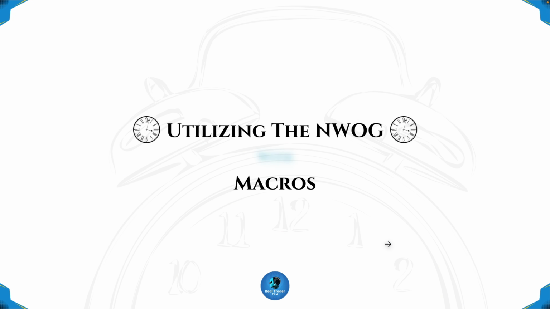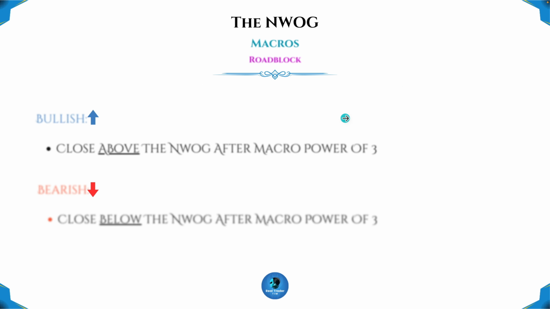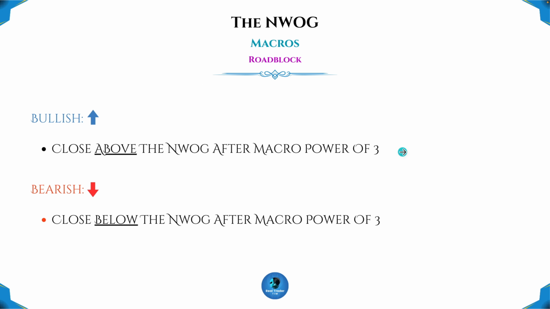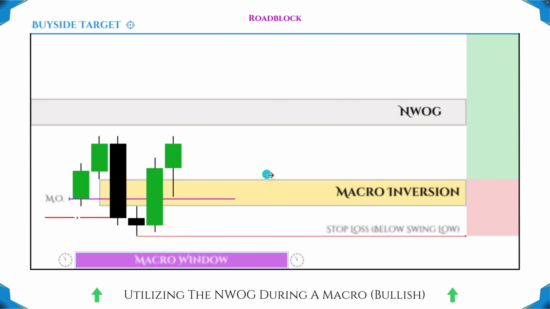Okay, let's continue forward and look at how we can utilize the new week opening gap with macros in our trading. Let's talk about the new week opening gap as a roadblock. We're going to speed it up here because I'm sure you get the gist of it now. When we're bullish, you want to see it close above the new week opening gap. We're utilizing the same logic for each of these significant inefficiencies. The visualization is the same as the previous two significant inefficiencies; you're just replacing it with a new week opening gap.